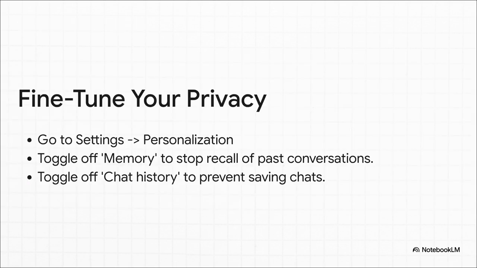Really, this all comes down to finding the right balance for you. You can fine-tune your privacy even more by turning off memory and chat history. Now, this gives you maximum privacy for sure, but there is a trade-off. ChatGPT won't remember anything from your past conversations, so you do lose some of that convenience, and you might have to repeat yourself a bit.